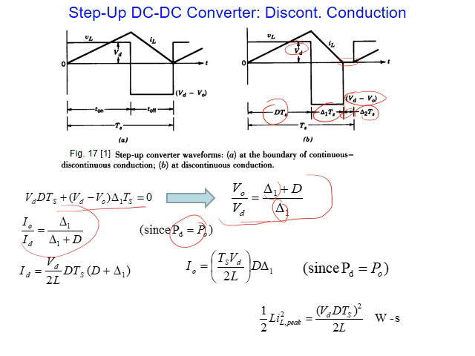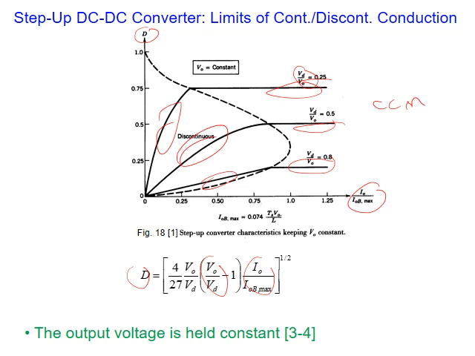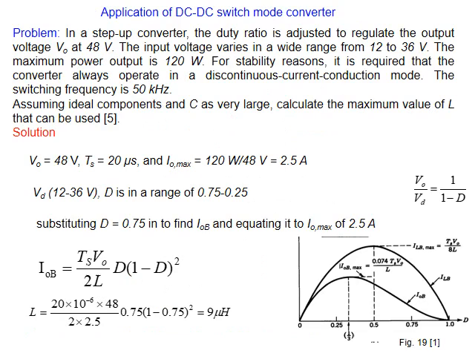Now I sketch the relationship. I did the same thing to find D in terms of VO over VD and IO over IOB max, and I sketched D with respect to normalized current and normalized voltage. We can see here the straight lines are continuous conduction mode, while these curves are discontinuous conduction mode, similar to the discussion for the buck converter. Let's use this in an example.